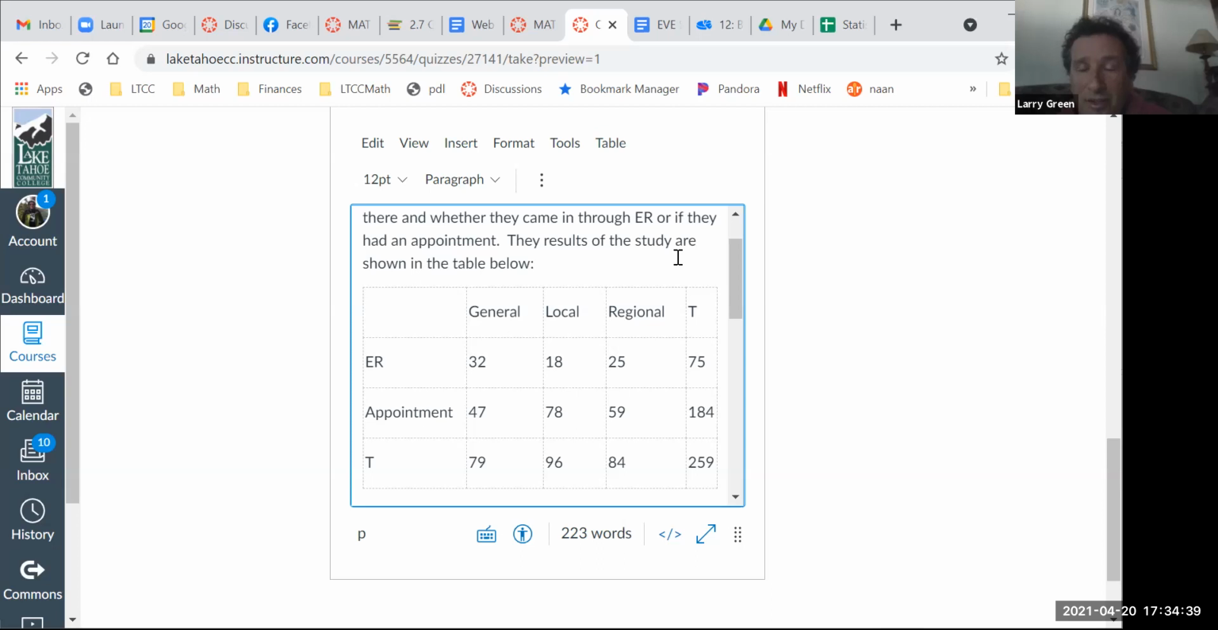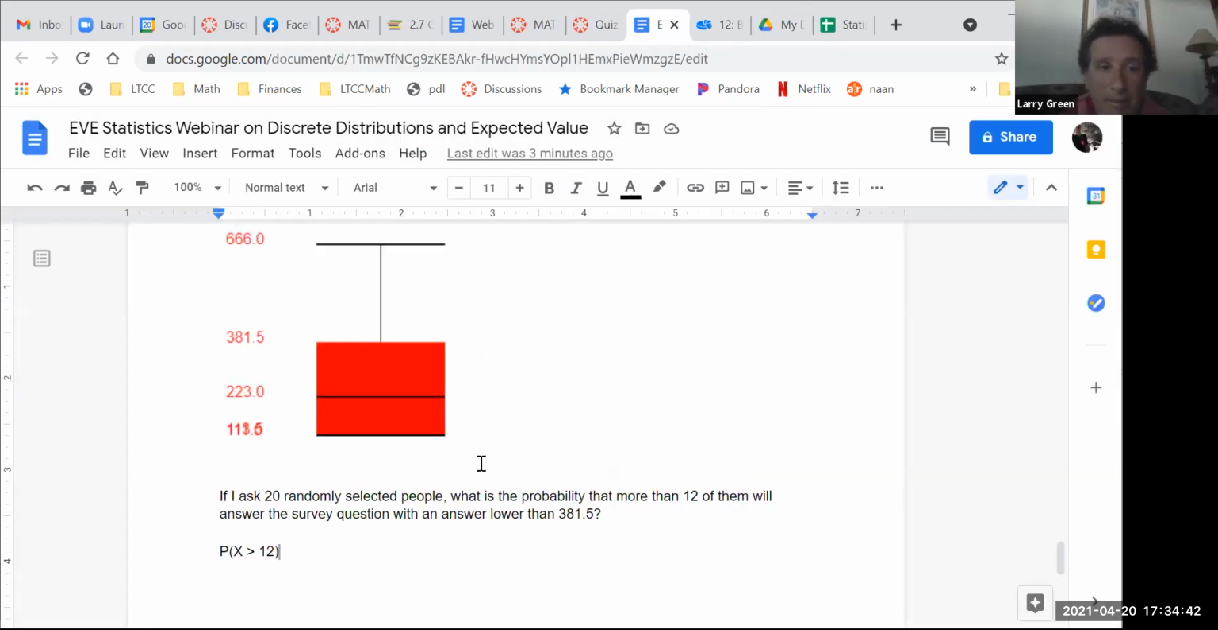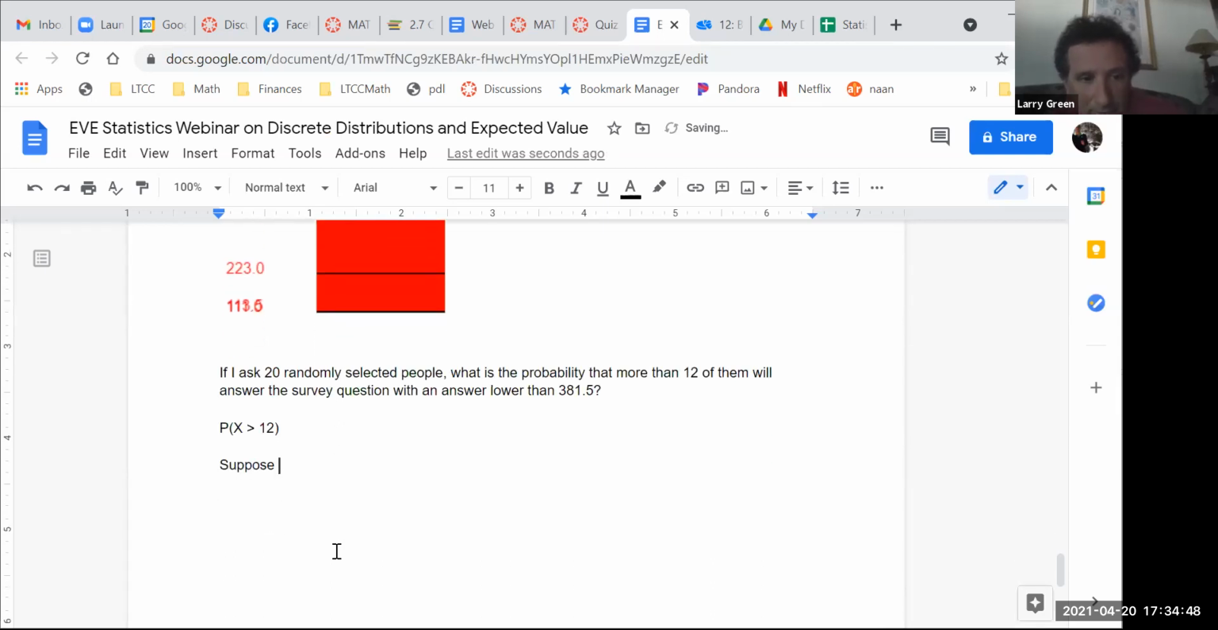Any questions on the question? So let me type it out. Suppose we randomly selected 16 patients who recently had surgery. What is the probability that at most 8 of them had local anesthesia?